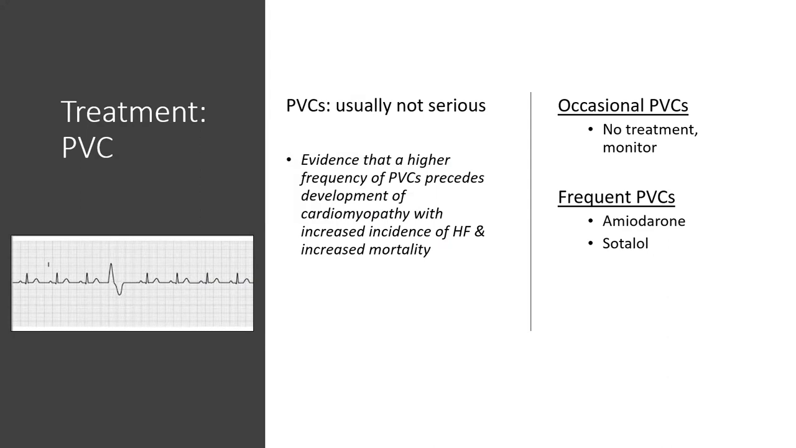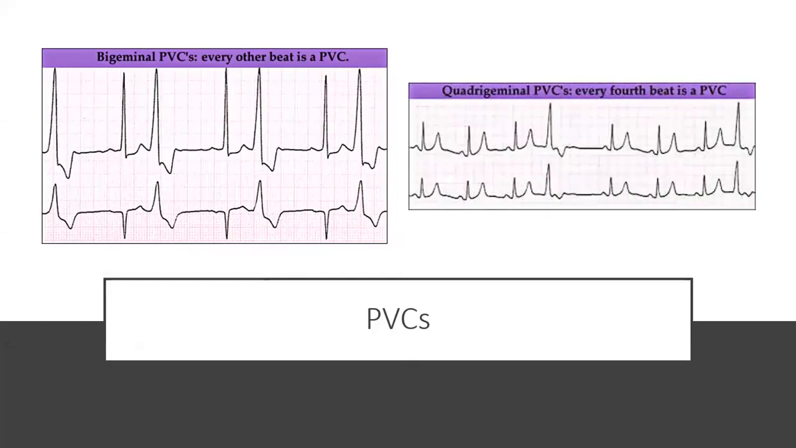There is evidence that a higher frequency of PVCs precedes development of cardiomyopathy, with increased incidence of heart failure and increased mortality. Occasional PVCs: no treatment, monitor. Frequent: possible amiodarone, sotalol. And then here you can just see where the PVCs are popping through.